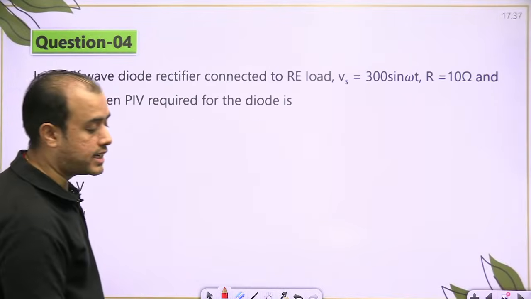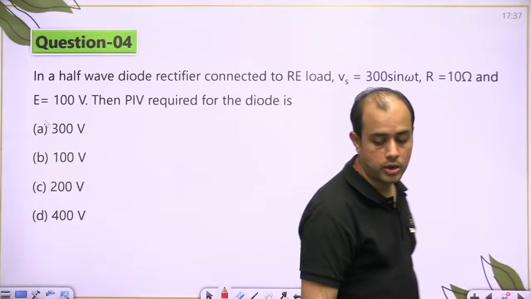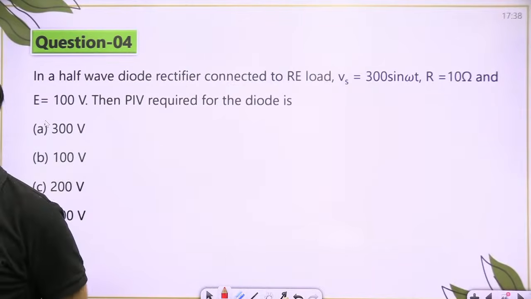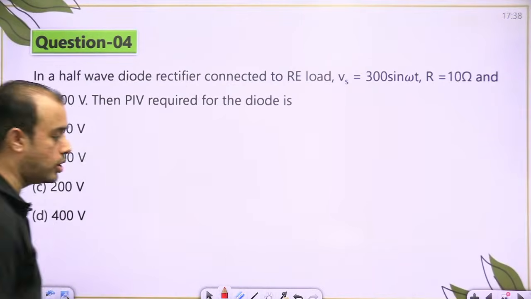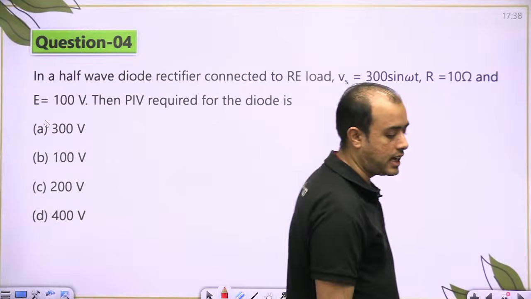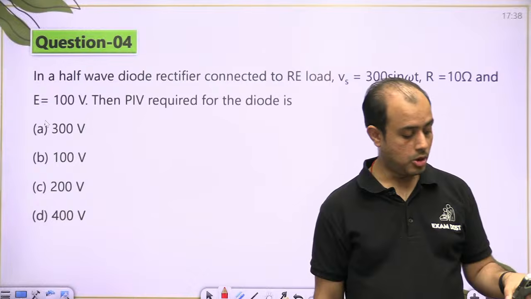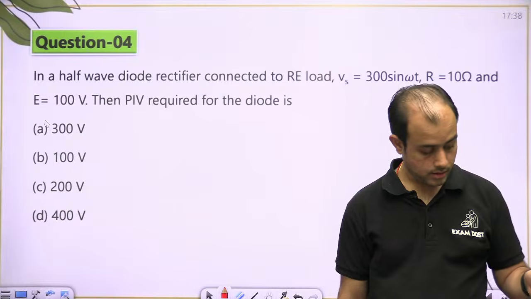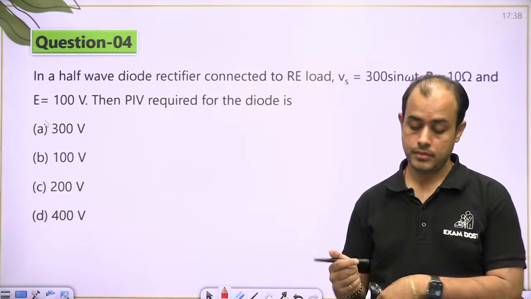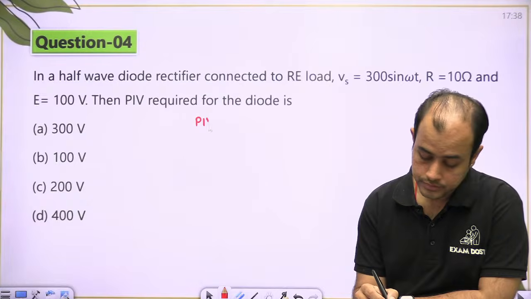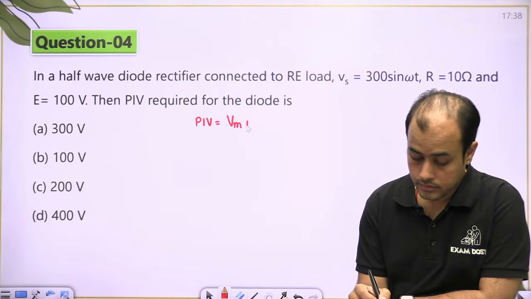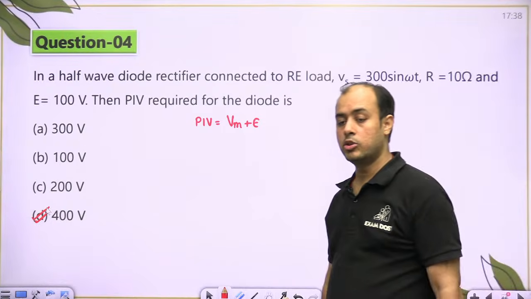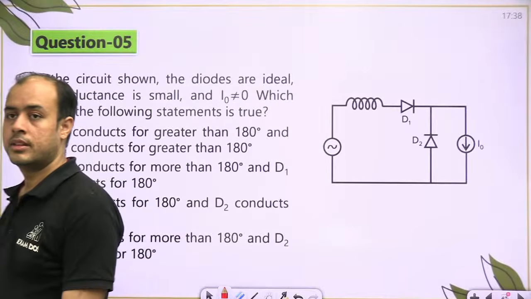Half wave diode rectifier is connected to a RE load. What is the PIV? Very easy. If a half wave diode rectifier is connected to RE load, what is the PIV of diode? Come on, bachcho. What is the PIV of diode? E plus E, 400. Very good, beta. Very good, Subhadeep. Shadan 400.